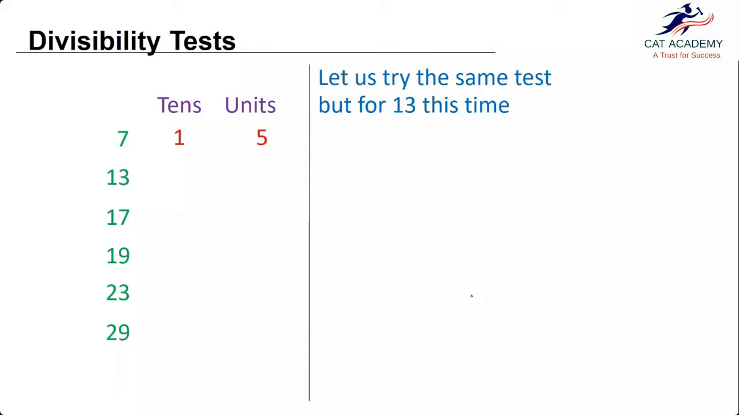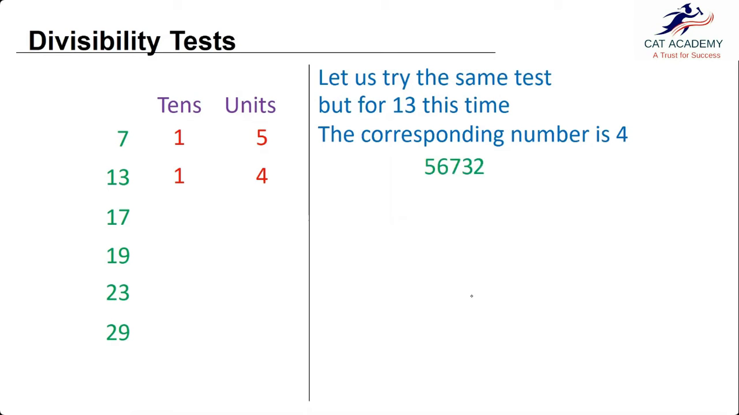Now for 13, the number is 4. The corresponding number is 4. See, these numbers have been already worked out for you. So you just have to use them. So you need to remember for 7 the number was 5, for 13 the number was 4, and so on. So again, the process is the same. Separate the last digit, multiply by 4 now, and add it with the rest.